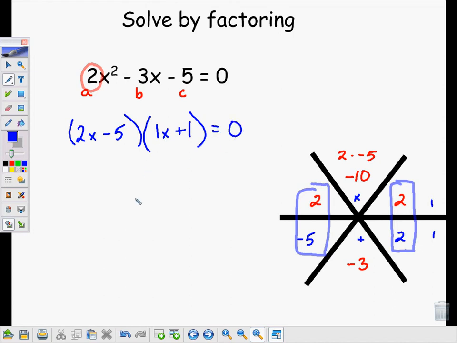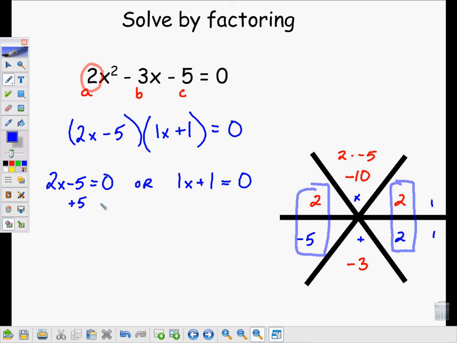And now we apply the zero product property, which states that if I'm multiplying two things together and their product comes out to be 0, one of those two things has to be 0. So this means either my 2x minus 5 has to equal 0, or my 1x plus 1 has to equal 0. Now to actually solve both of those.